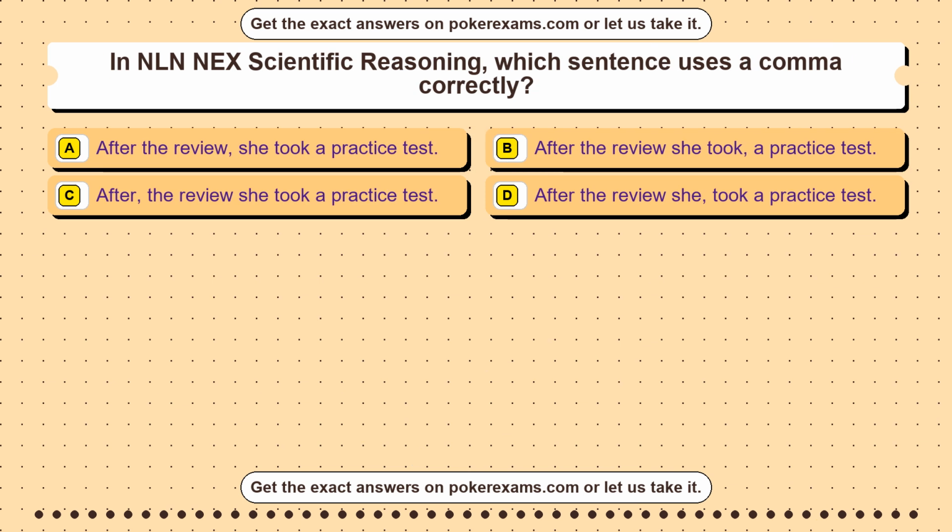Question 13. In GED science practice test, which phrase best describes supply and demand? Option A. How price and quantity interact. Option B. How planets orbit. Option C. How cells divide. Option D. How sentences combine.